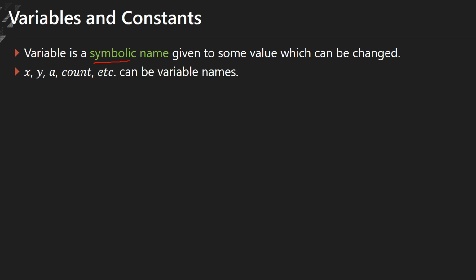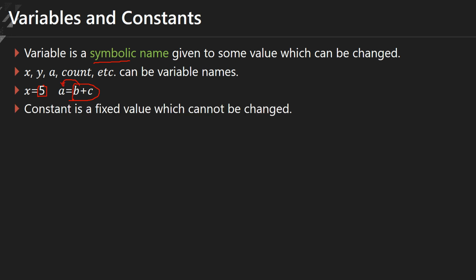So x can be a variable, y can be a variable, a can be a variable. Anything can be a symbolic name that you give to values. Those names are called variables. Look at this. X, what is the value in this case? 5. So I have to give a name for it, that is x. Here it is a, and the value for this a is b plus c. What is the variable in this? This is a, right?